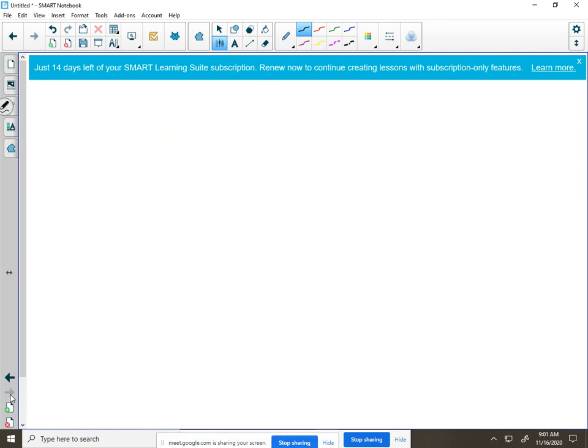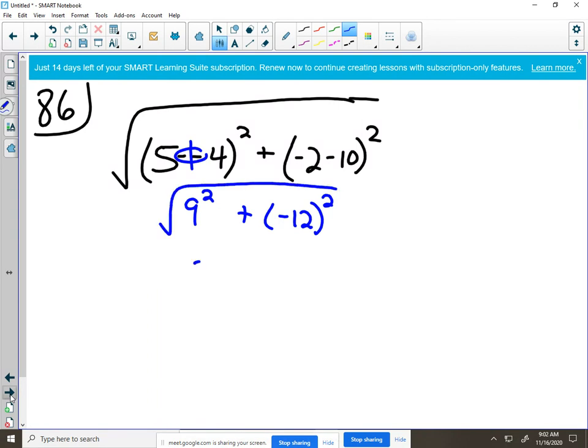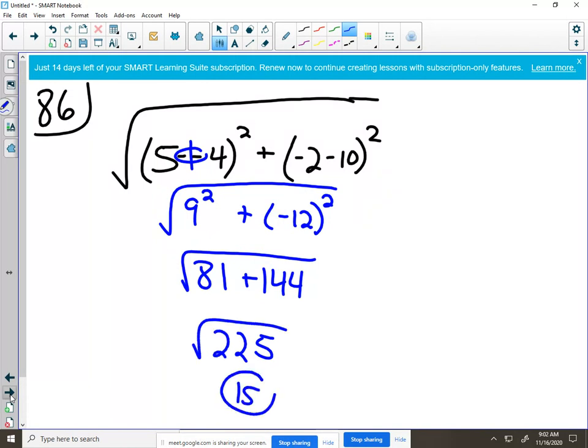All right, 86. Daniel. 5 minus negative 4. Okay, and is that in the first parentheses squared? What's in the second parentheses? Negative 2 minus 10, and that's squared. So 9 squared plus negative 12 squared? Is that what you came up with, Daniel? So 81 plus 144 is 225. 15, Daniel? All right. Well done.